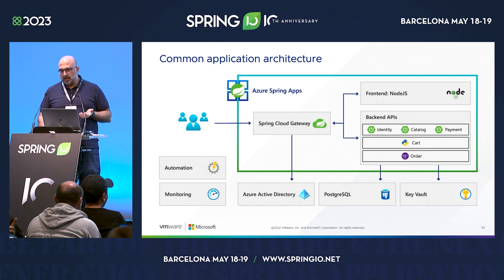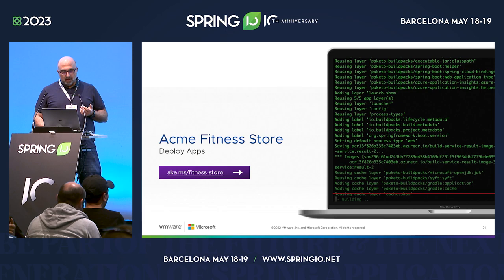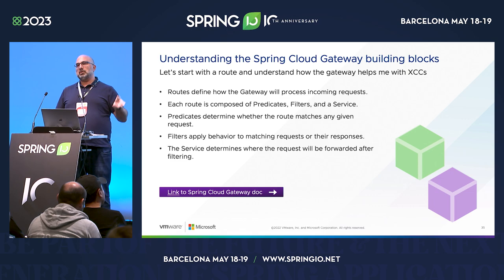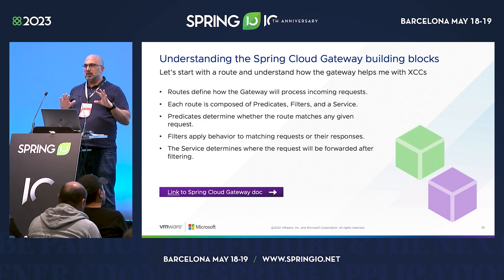So we're not going to go through the process of deploying it, but I'd like to give you a little bit of how Spring Cloud Gateway is working. Then I'm going to switch to the Azure portal, and I'm going to show you the configuration, how all this stuff comes together.